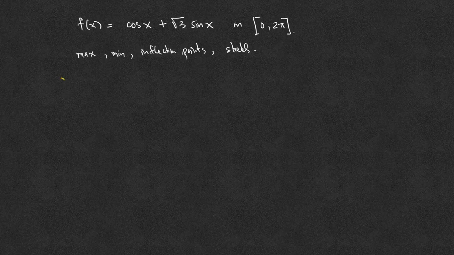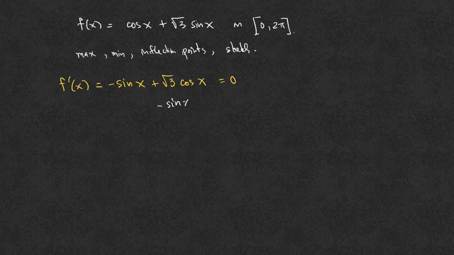The first derivative is f prime of x equals the derivative of cosine of x, which is negative sine of x, plus the square root of 3, and the derivative of sine of x is cosine of x. We then set this equal to 0 and solve for x. We first isolate negative sine of x to get negative root 3 cosine of x, and then we divide both sides of the equation by negative cosine of x. The left hand side is now tangent of x, and the right hand side is positive the square root of 3.